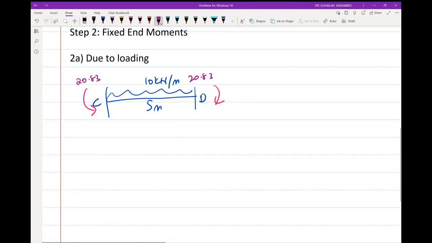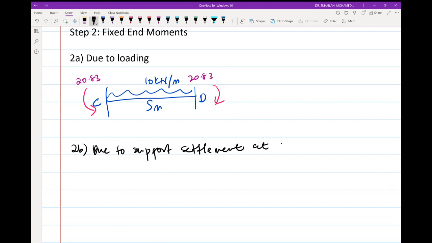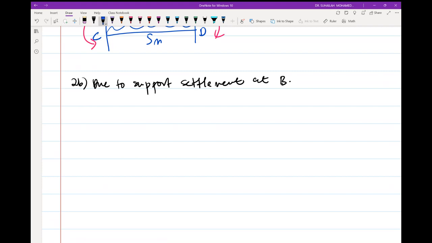And we have step 2B, due to support settlement at B. For support settlement, look at the beam after settlement. It is like this. Let's say this is A, B, C, and D. Support B is settled, which means B moves to a new position here. This is B prime, and the delta is 20 mm. A remains at the same position, and C remains at the same position.